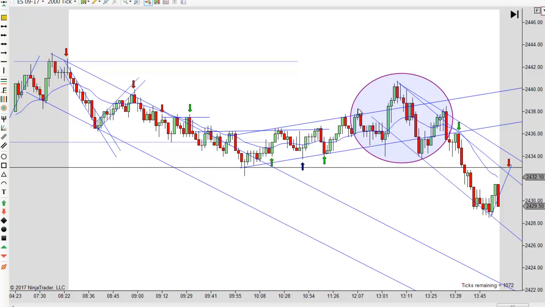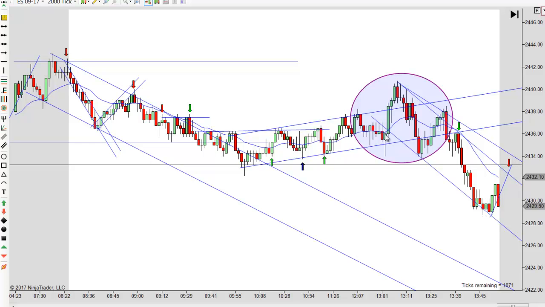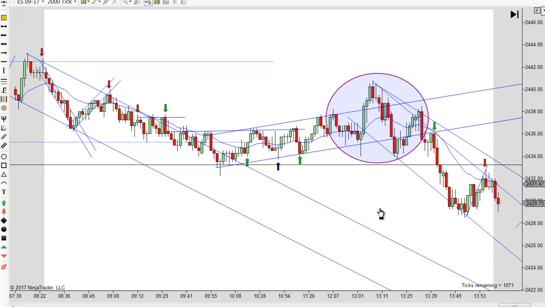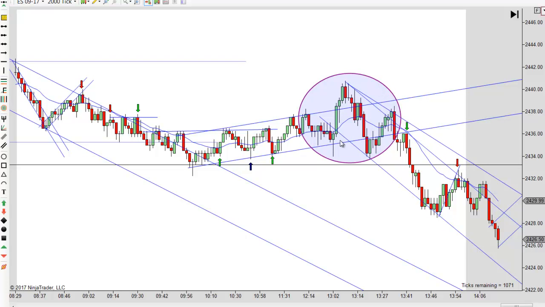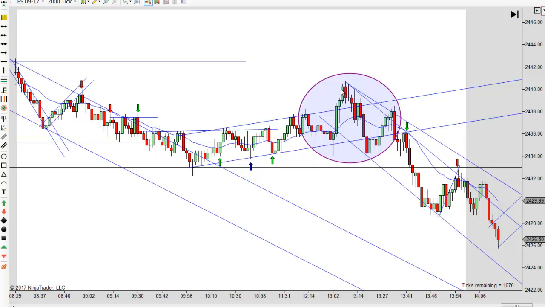So then you make this high, and actually you get into the 12 o'clock hour. This would have been a great second entry long if it wasn't right into the news. This was news related. It's a perfect setup, but you can't take that because it's in that news hour right there, and same thing here, you get that reversal pattern.